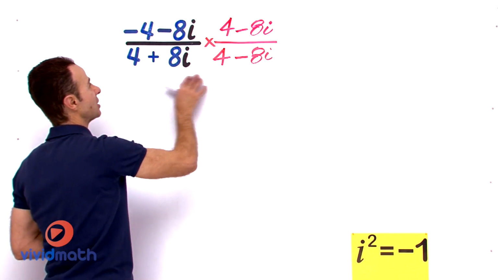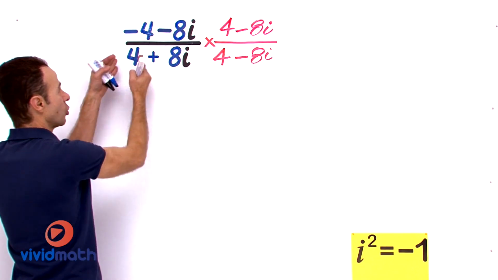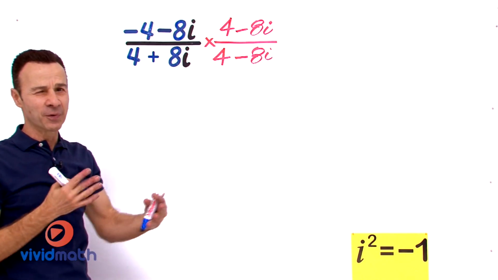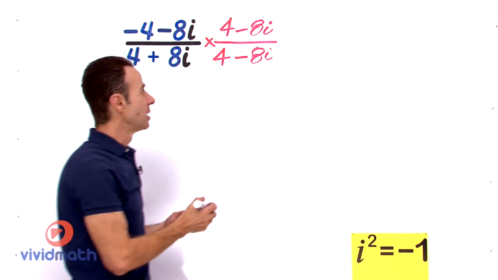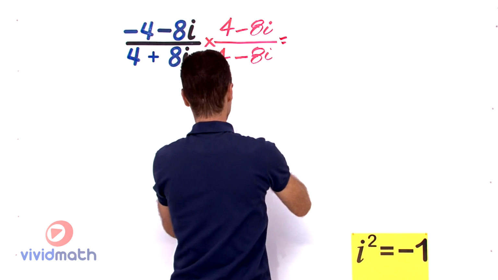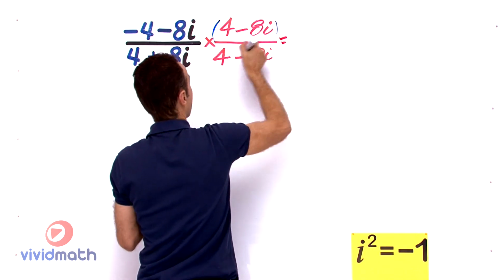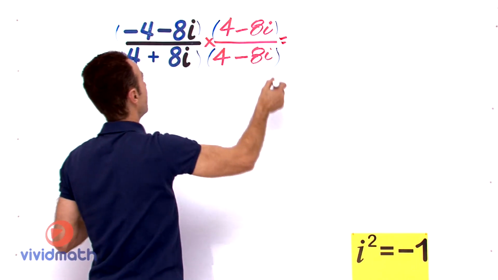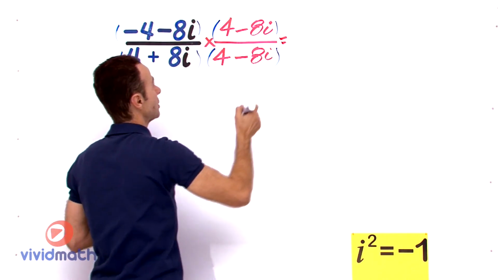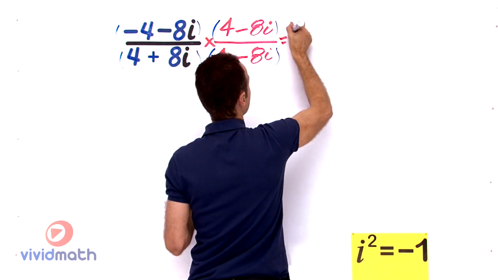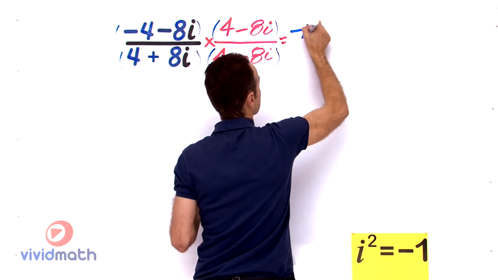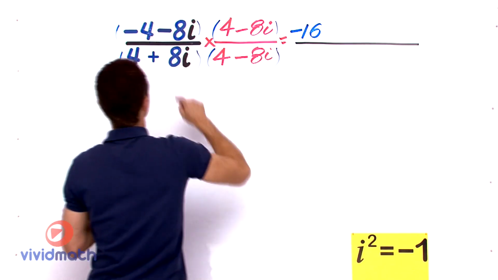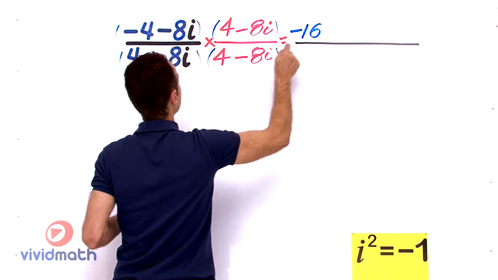The bottom is a difference of two squares, so we can square each one so we don't have to write the whole FOIL thing. And the top is kind of a difference of two squares, but I'm going to FOIL the top just to make sure. So let's put some brackets here. So let's FOIL it. We've got negative 4 times positive 4, and that's going to give us negative 16. Negative times a positive is a negative, negative 16.